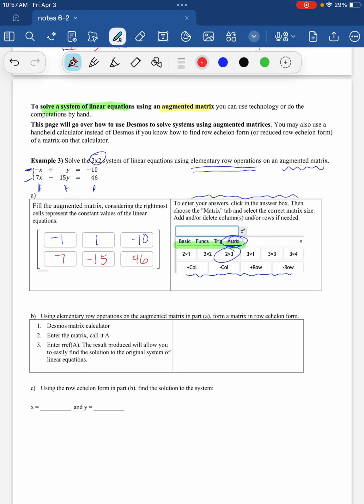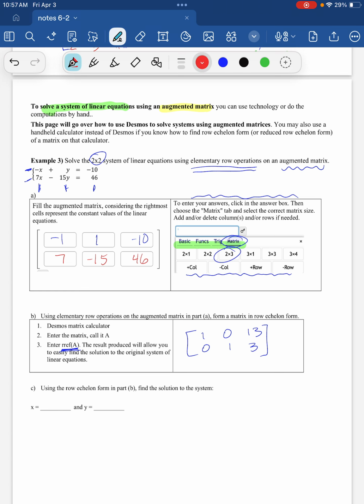In a separate video, I'll show you how to enter that into the Desmos matrix calculator and get the reduced row echelon form answer output. But my technology right now is not allowing me to change applications, so I will just tell you that we get 1, 0, 13 and 0, 1, 3 as the output for reduced row echelon form.